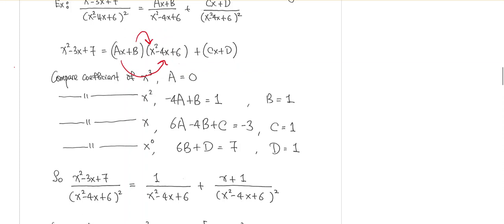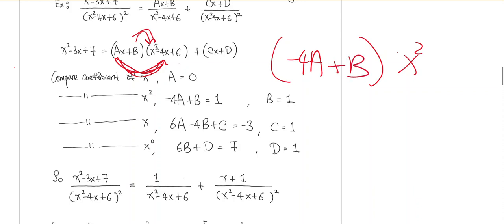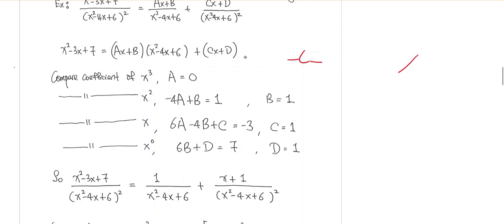So if you just concentrate on the coefficient, you will see that the coefficient for x squared on the left-hand side is going to be negative 4a coming from this multiplication, plus b coming from this multiplication. And on the right-hand side, your coefficient for x squared is 1. So they have to match. This gives you another equation, which is minus 4a plus b has to be equal to 1.